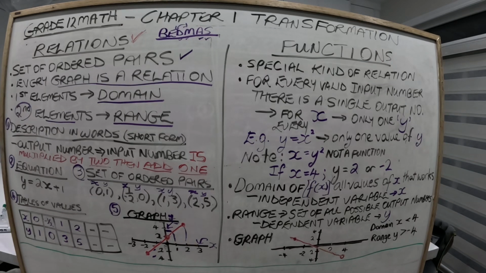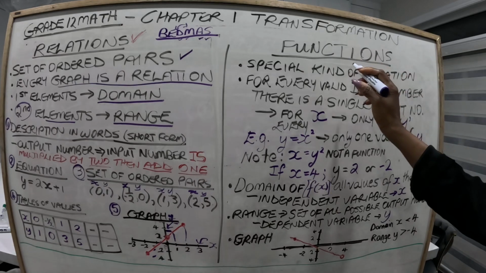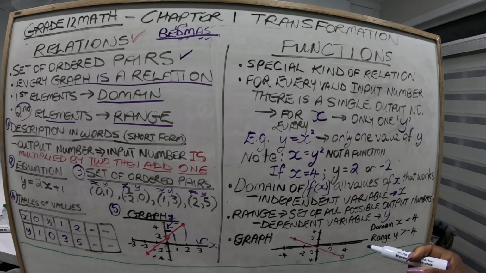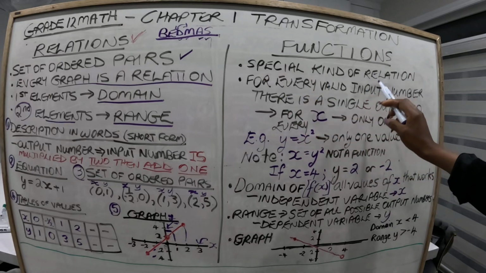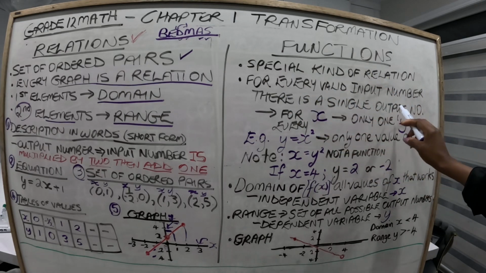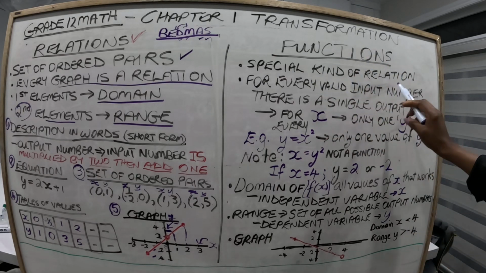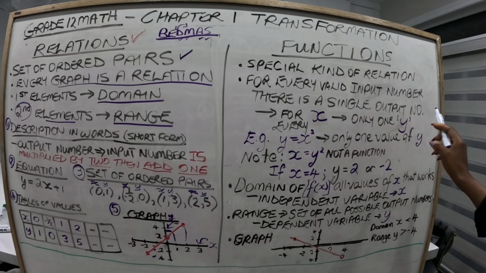Now let's go over to functions. There is a different way of expressing functions as opposed to how we do relations. So the definition of functions: they're special kind of relations. They are relations, but they're special. They're not just like those over there. So for every valid input number, there is a single output number. Let that soak for a moment. For every valid input number, there is a single output number.